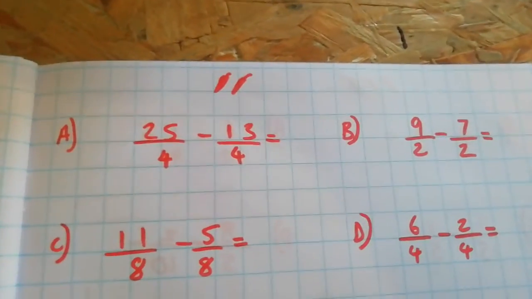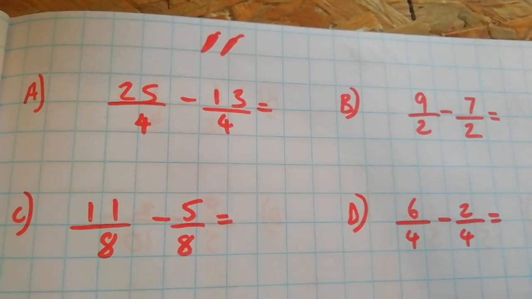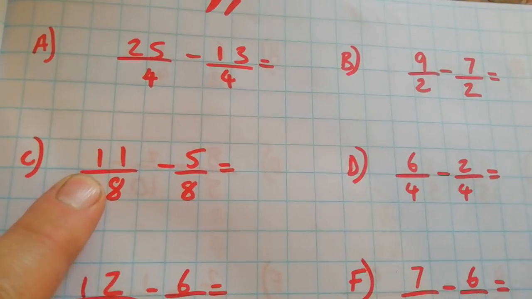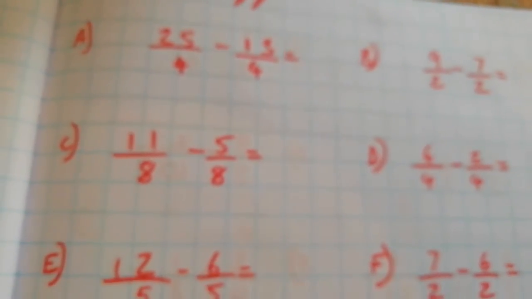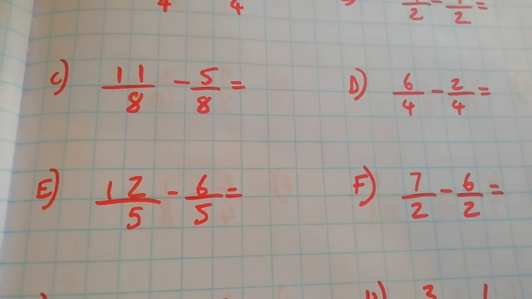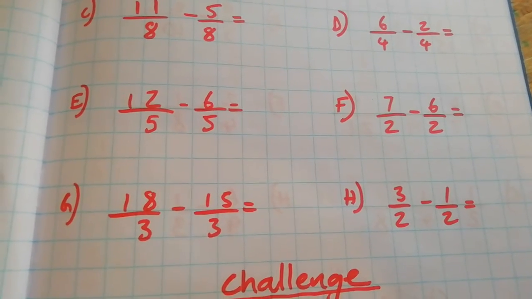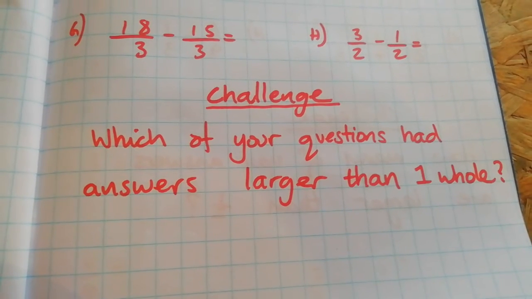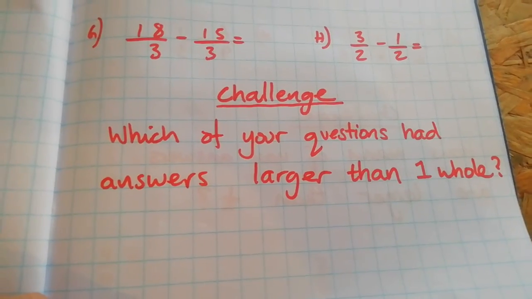Year 4s, let me sweep over the chilli 2 work right here. We're focused really on subtraction today. And you can see some of these, like 11/8, like 25/4, they start off with fractions that are way over 1 to begin with. Pause as many times as you need to write down your questions. And your challenge, which of your questions had answers larger than 1? Not all of them did.